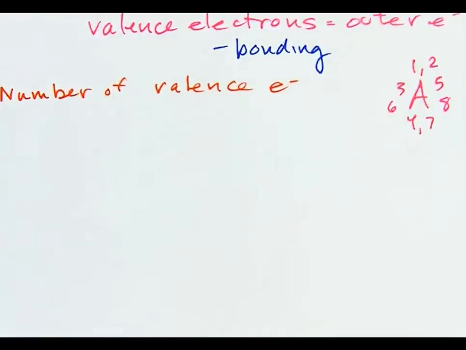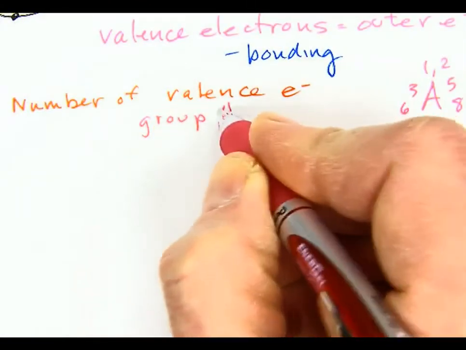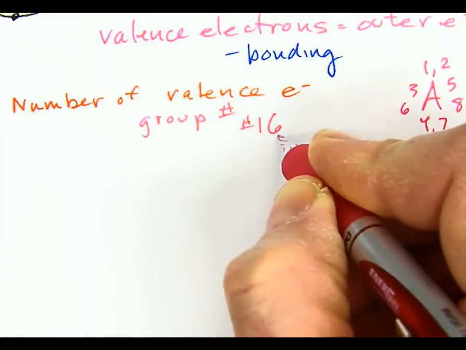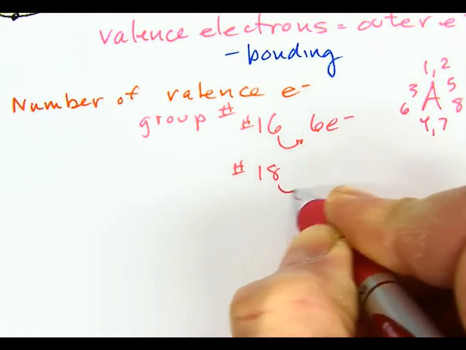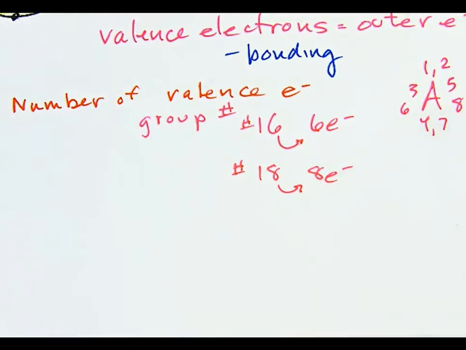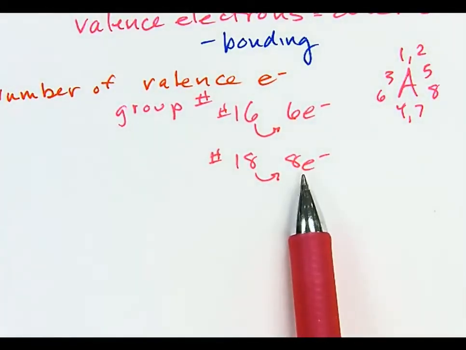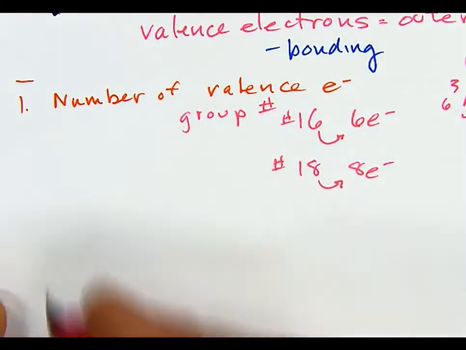You should use a group number, right? This comes from the group number to determine, right? Let's make sure, though, if we're in group number 16, that only means you get 6 electrons. If you're in group number 18, that really means you only get 8 electrons on the outside, rather than 18. Okay, so that shouldn't be too hard.